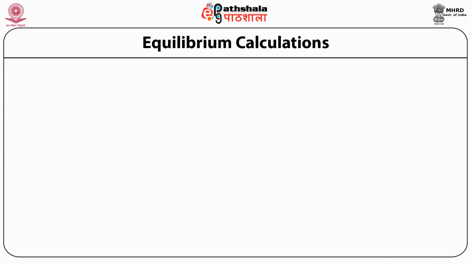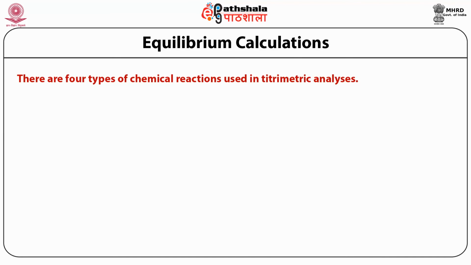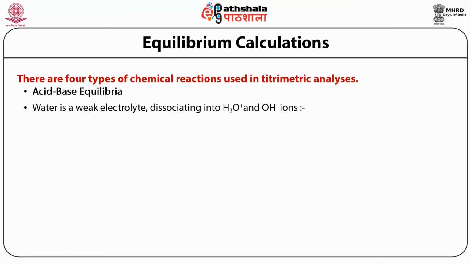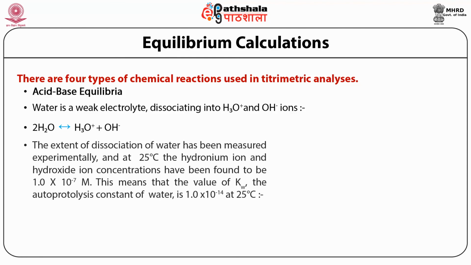Equilibrium calculations. There are 4 types of chemical reaction used in titrimetric analysis. Number 1 is acid-base equilibria. Water is a weak electrolyte dissociating into the hydronium and the hydroxide ion by this equation, and the extent of dissociation of water has been measured experimentally at 25 degrees centigrade.